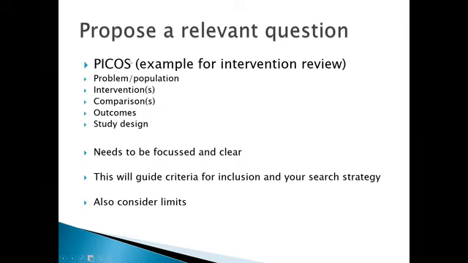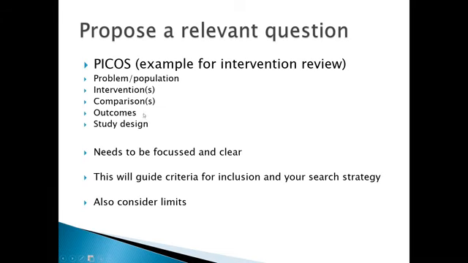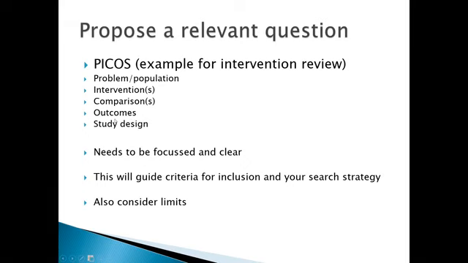Now, this is broken down into your problem or population, the intervention or interventions that you'd like to look at, comparisons, and the outcomes that you want to look at, so outcome measures such as pain. We also want to think about study design as well. So are we going to only include randomised controlled trials, or are we going to look for case series and case studies, etc.? So thinking about what design of studies you're going to look at.